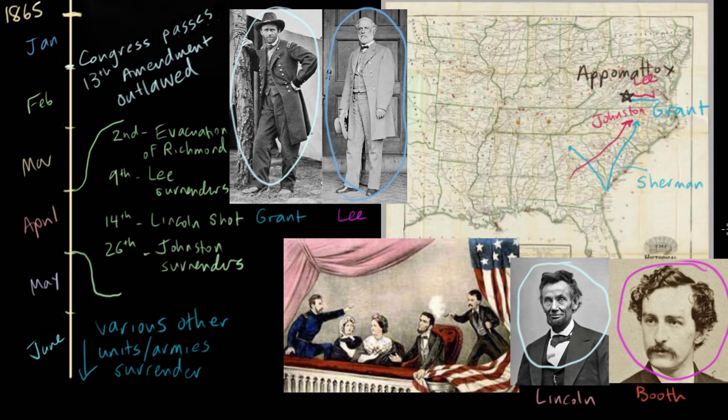John Wilkes Booth is a really interesting character. We only know so much about him. He himself was a famous actor. In fact, Lincoln had seen him perform a number of times and liked him, even invited him to the White House because he thought he was a great actor, but Booth refused to go and see Lincoln.